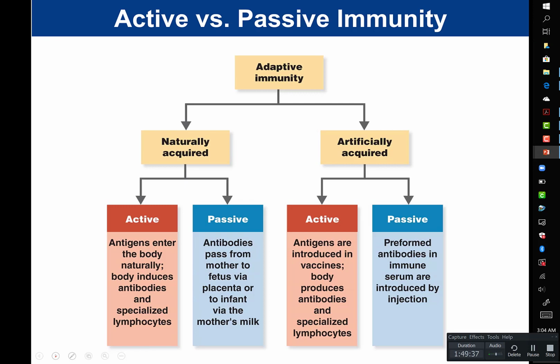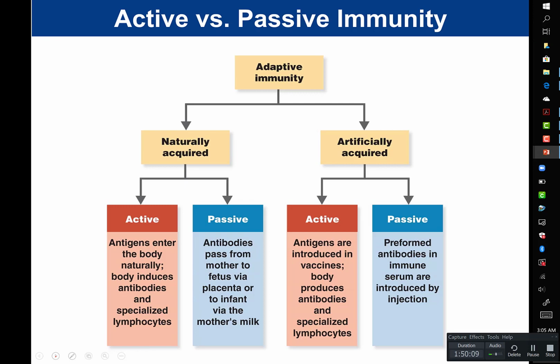So this is just breaking it down for active versus passive immunity. If we're looking at adaptive immunity, we can have naturally acquired. Naturally active means that you come in contact with the antigens naturally. That happens through infection, and that stimulates an immune response. The body produces antibodies, it produces specialized lymphocytes, and it generates that memory component.